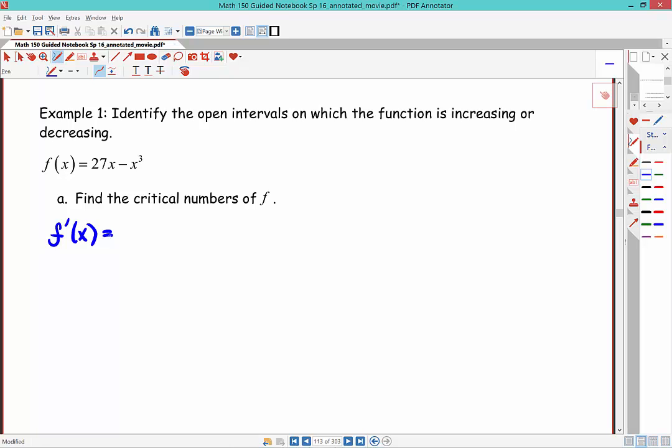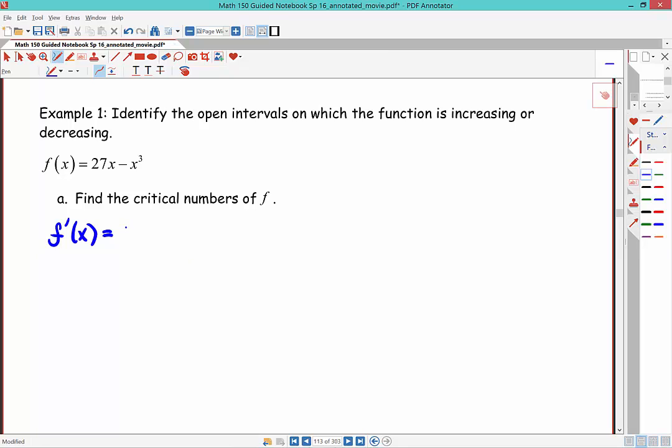Now look at this function. What kind of function is it? Good, it's a polynomial function. It's got smooth curves, so there's not going to be any value of x where this function is not differentiable. So we just need to find the zeros of the derivative function.